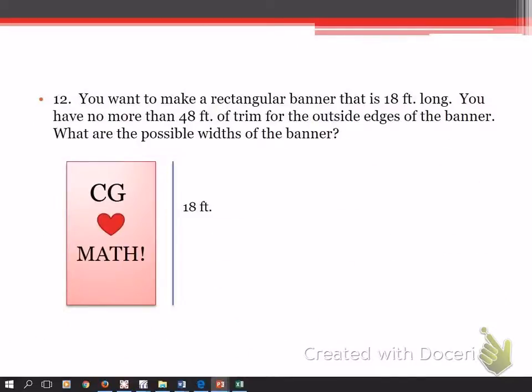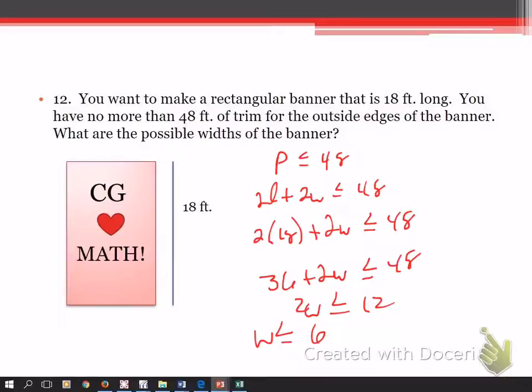All right. Along the same lines, you want to make a rectangular banner that is 18 feet long. You have no more than 48 feet of trim for the outside edges of the banner. What are the possible widths of the banner? It's kind of along the same lines as the last one. Try to set it up with the perimeter formula. See what you get. Check your answer when you start the video back up.